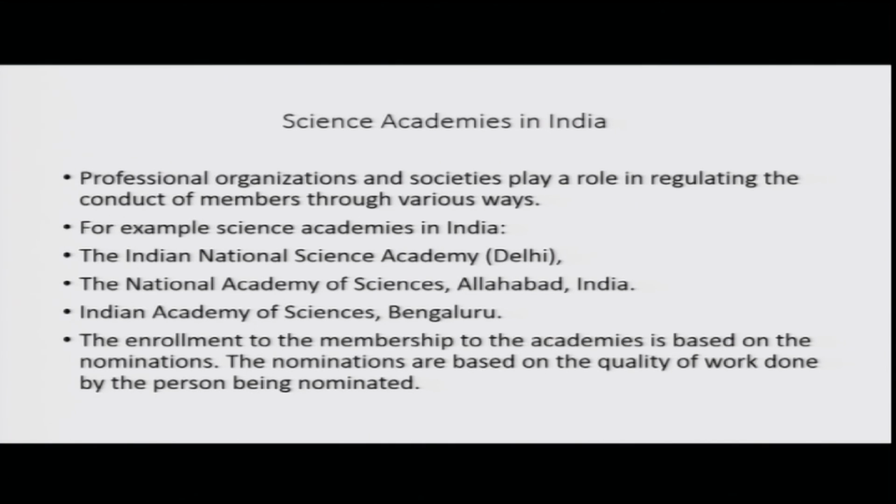In India also we have professional organizations and societies which play a role in regulating the conduct of members through various ways. For example, in our country we have 3 academies: the Indian National Science Academy based in Delhi, the National Academy of Sciences in Allahabad, and the Indian Academy of Sciences based in Bengaluru. The enrollment to the membership of the academies is based on nominations. The nominations are based on the quality of work done by the person being nominated.